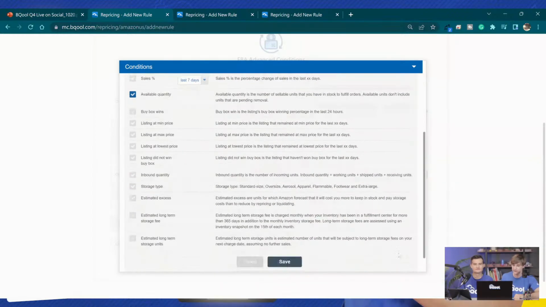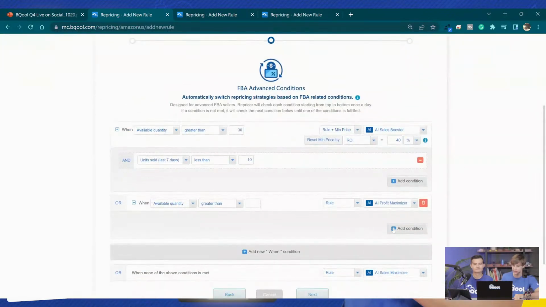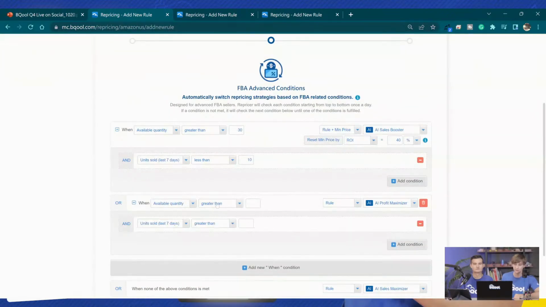And then after we save it, we choose items sold for the last 7 days. Here, available quantity, we choose that it's actually 40, let's say, and units sold for the last 7 days is less than 5. So in this scenario it is even more risky than before, right?